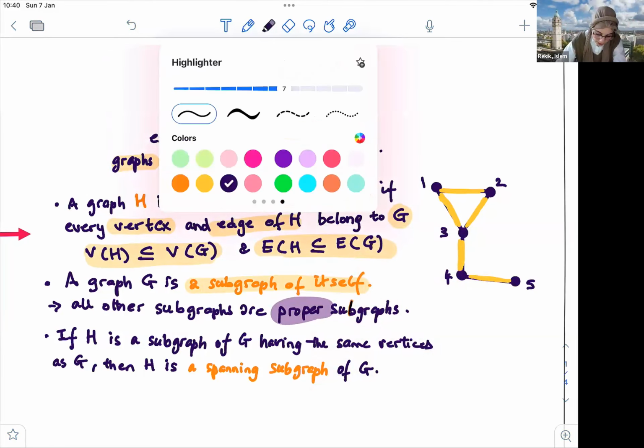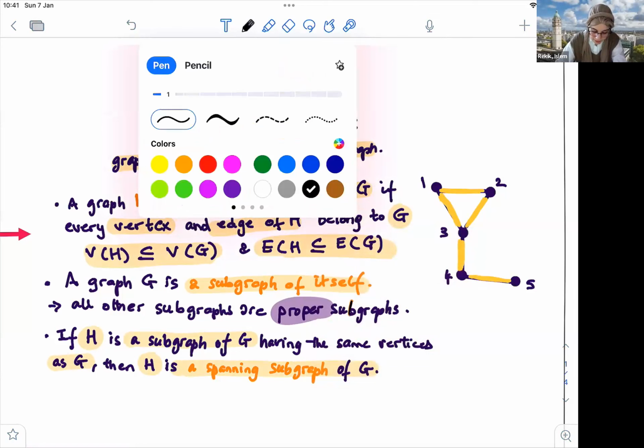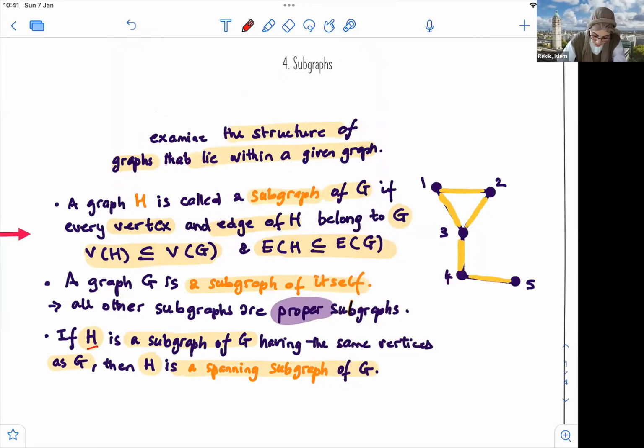Okay, so another definition. If H is a subgraph of G having the same vertices as G, then H is a spanning subgraph of G. So which means, let me give you an example. Here, H is a subgraph of G having the same nodes as G. So H must have these 5 nodes. Okay, we call it a spanning subgraph if, for example, we take here, so let's say we do actually have more connections.